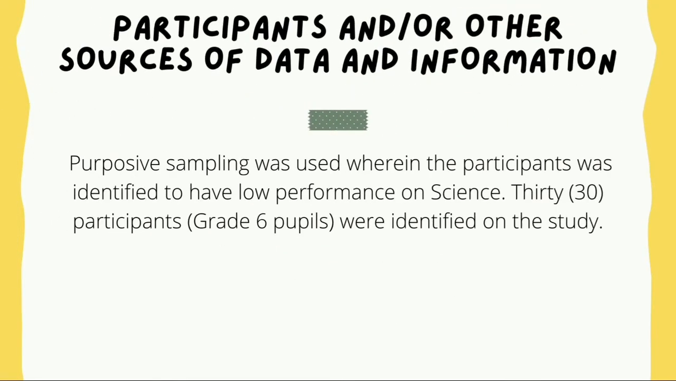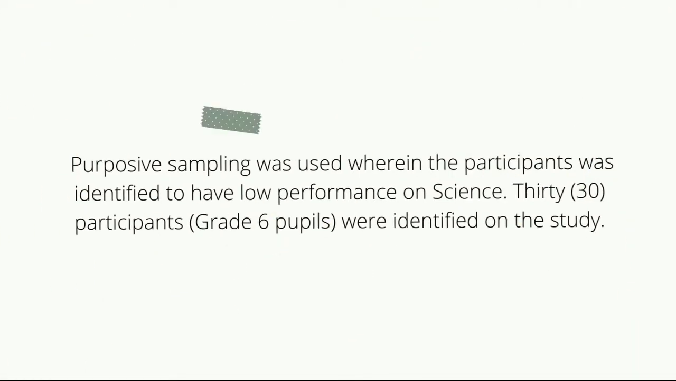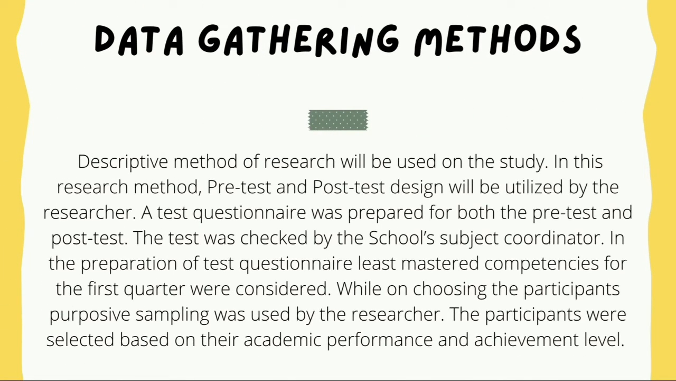Action research methods. Purposive sampling was used, wherein the participants were identified to have low performance in science. 30 grade 6 pupils were identified for the study. An active method of research will be used in the study. In this research method, a pretest and posttest design will be utilized by the researcher.